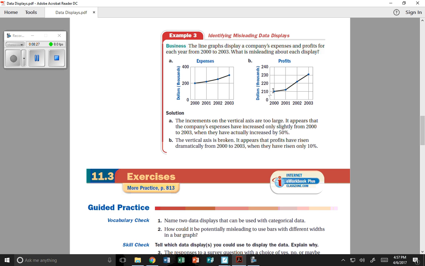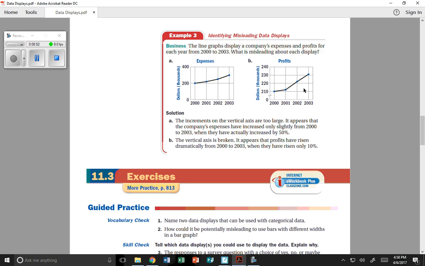Whereas the profits, if you look here, they're only going up by increments of 10, so really their profit between 2000 and 2001 is only going up by maybe like 3 or 5 at most, not even 5, 3. And so it looks like, wow, 2003 had a huge increase compared to 2000. Well, no, it only went up like 20 points.